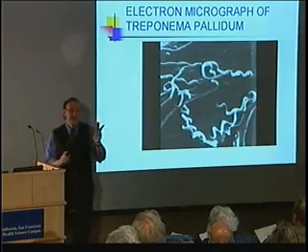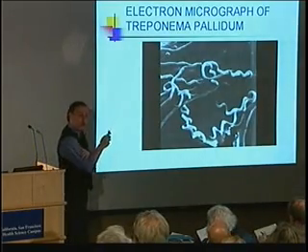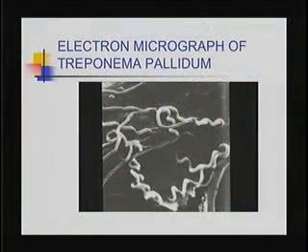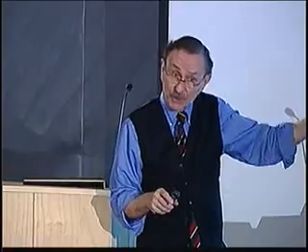And then lastly, here's the spirochete Treponema pallidum, looking very beautiful, like a corkscrew, a very unusual shape. The organism of Lyme disease, you've heard of that, looks like this and falls into this category. So these are the three fundamental shapes that we recognize.